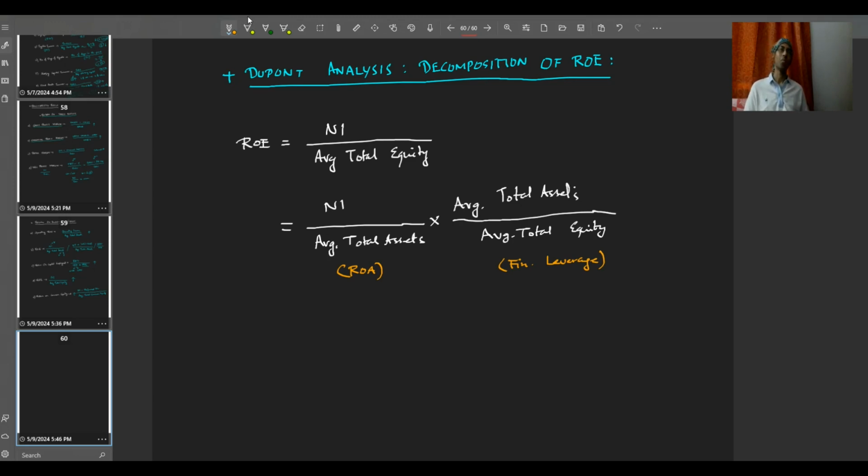But that is not the end. We can decompose it further. Let us do it. Like we incorporated average total assets, now we will incorporate another parameter, which is revenue. So net income by sales multiplied by sales by average total assets multiplied by average total assets divided by average total equity.